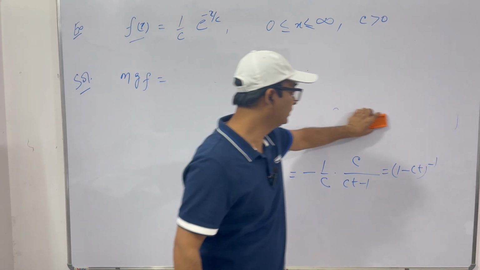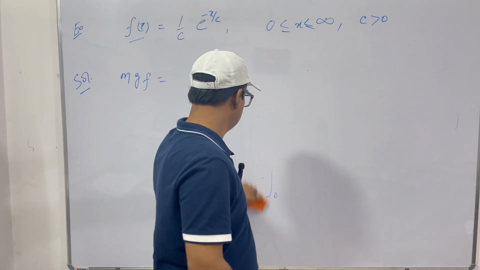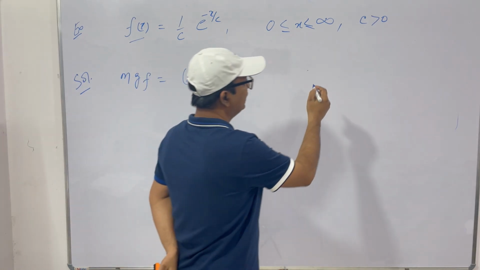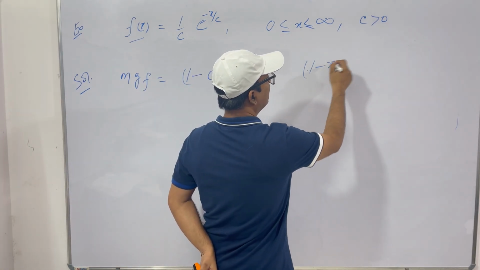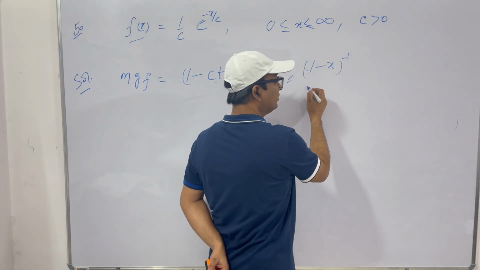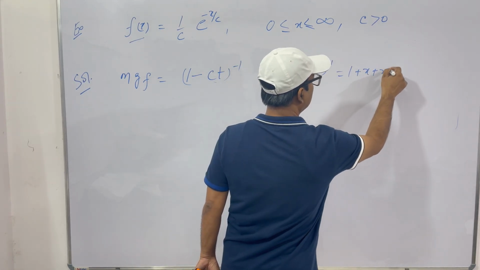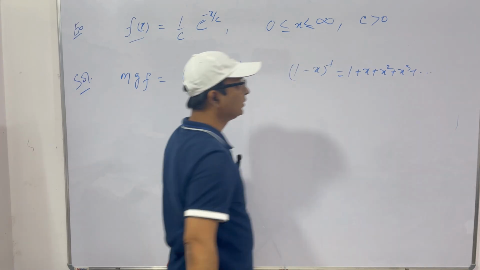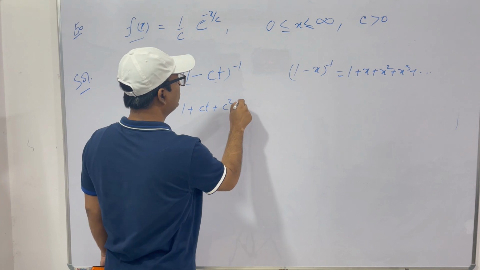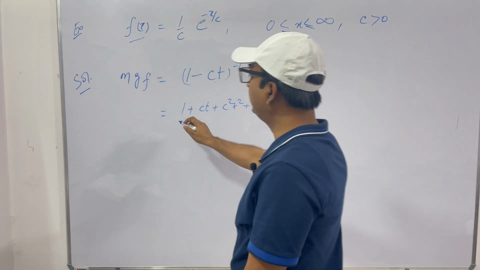Let's expand it, because we find values only when we expand it. We have seen this in the definition only. So this comes to 1 minus ct to the power minus 1. Now we have seen the expansion of 1 minus x to the power minus 1. You must have studied this in your 11th or 12th class. If you expand this, it comes to 1 plus x plus x square plus x cube and so on. So this is 1 plus ct plus c square t square and so on.